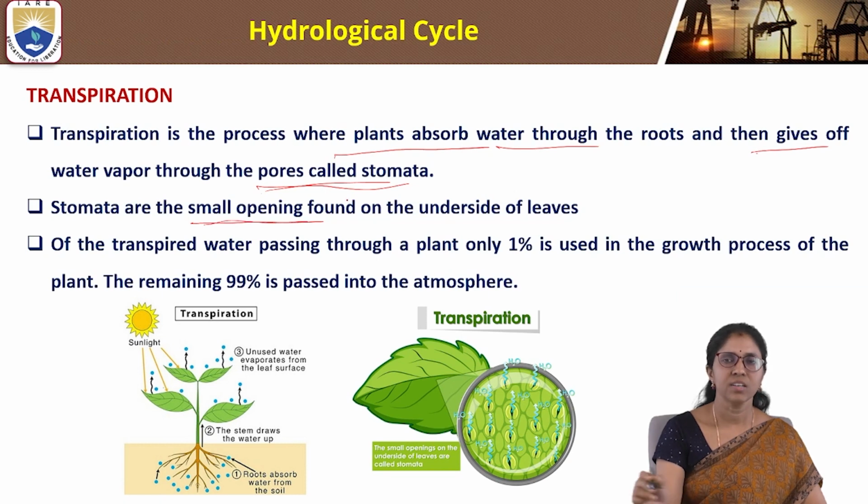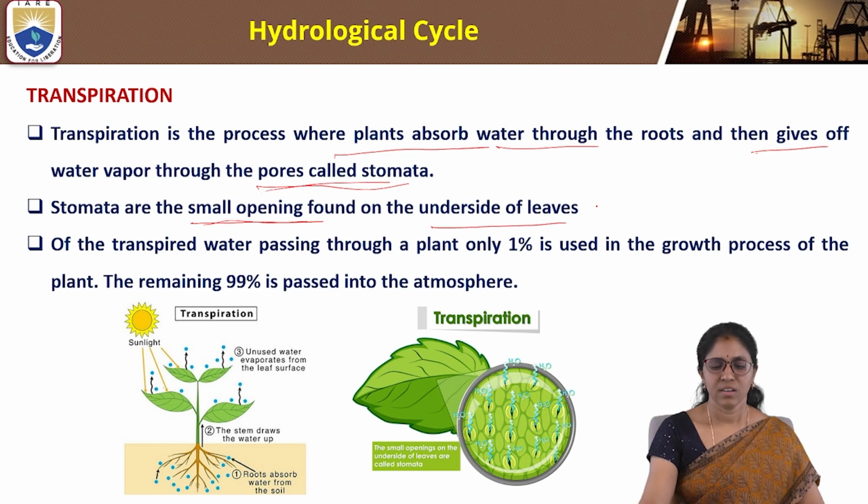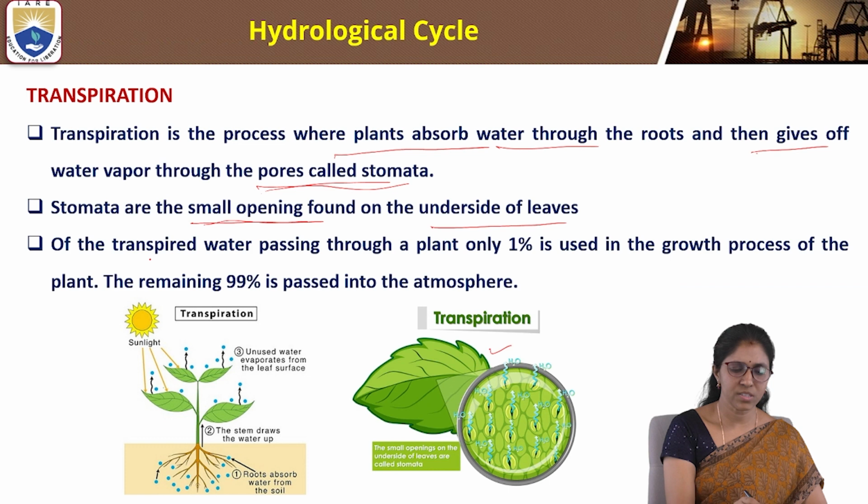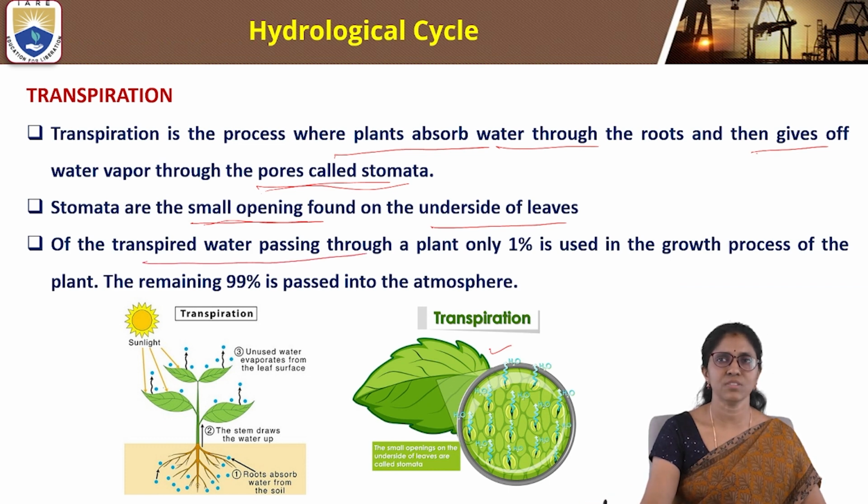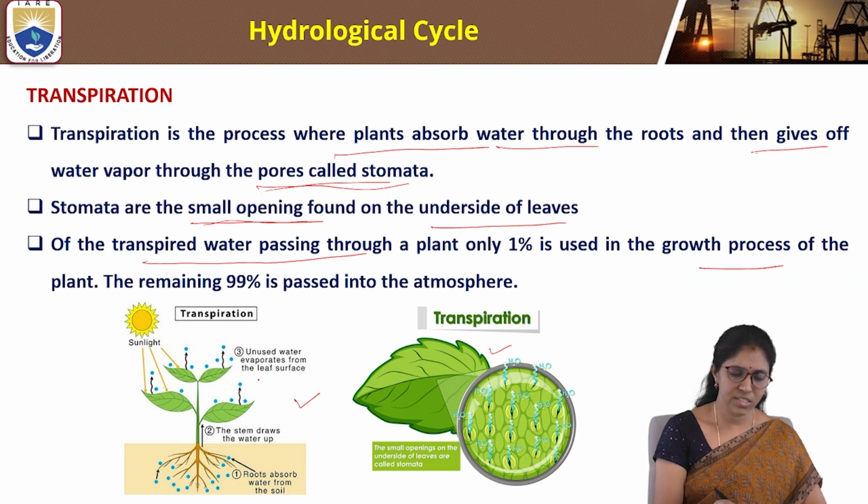Stomata are small openings, small pores, found on the underside of leaves. Of the water transpired through the plant, only 1% is used in the growth process, and the remaining 99% is passed into the atmosphere. We know that plants absorb water through the roots and give off water vapor through the leaves, and that part of the leaves is called stomata.